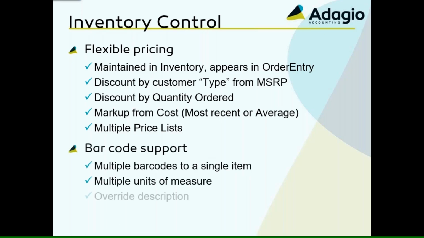What else? Oh yes, the most recent release of inventory control supports barcoding. You have multiple barcodes pointing to a single item. The unit of measure is encoded in the barcode, so when you scan an item, Adagio will know whether you're shipping an each or a carton or a case of that particular item. Yes, we do support multiple units of measure and automatically convert from one unit of measure to another.